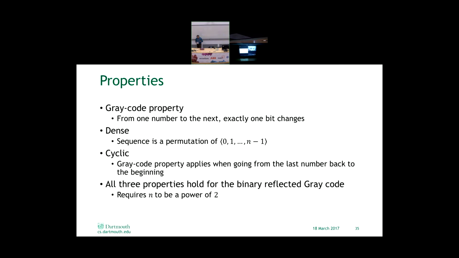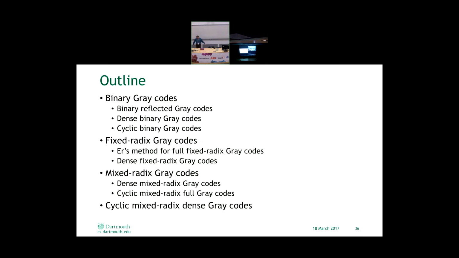And usually in my life, I like powers of 2, but what Jessica and I were working on, we were thinking about what if n is not a power of 2. So let me give you an outline of the rest of the talk. We're going to talk about binary gray codes, and we're going to look at the binary reflected gray code a little bit more. And then we're going to look at dense binary gray codes where we have the gray code property, but n is not a power of 2.